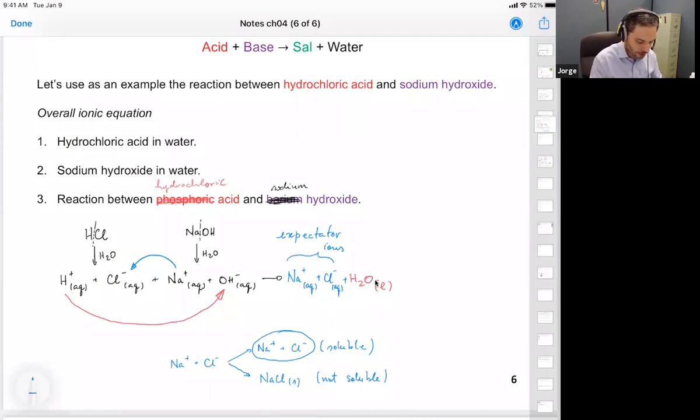Okay, so now that we have the overall ionic equation, the next step is the net ionic equation. In the net ionic equation, we are going to basically eliminate the spectator ions. How do we know what are the spectator ions? It is whatever ion shows up in the beginning and at the end unchanged.